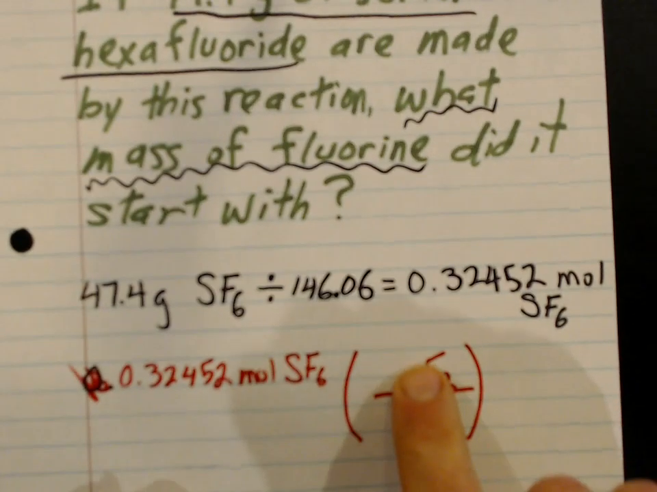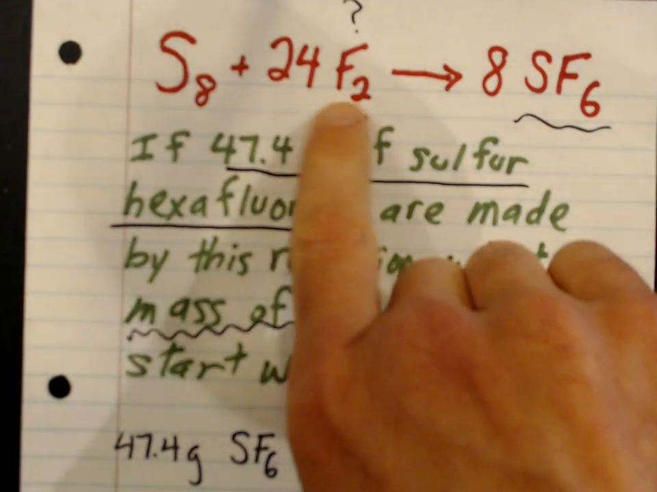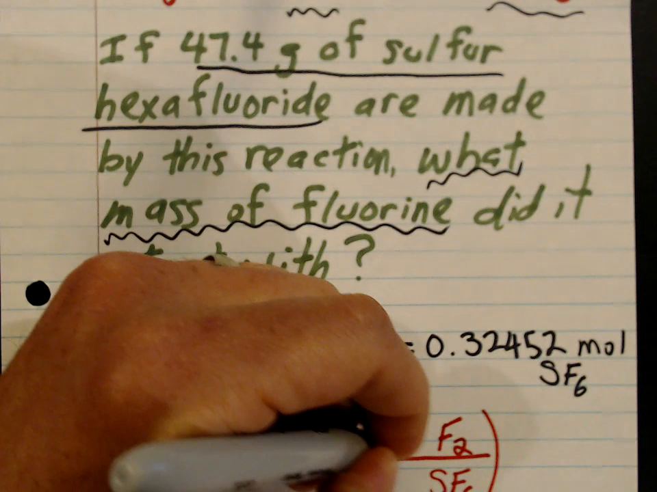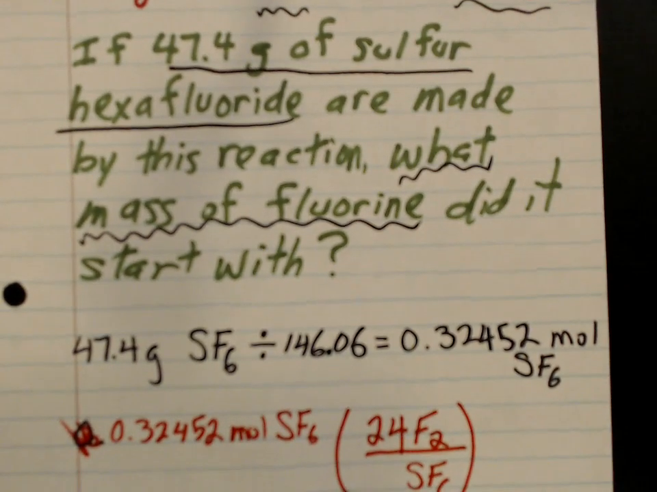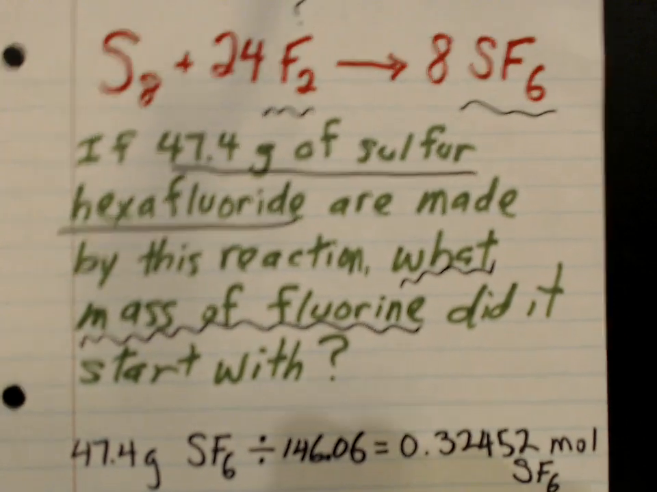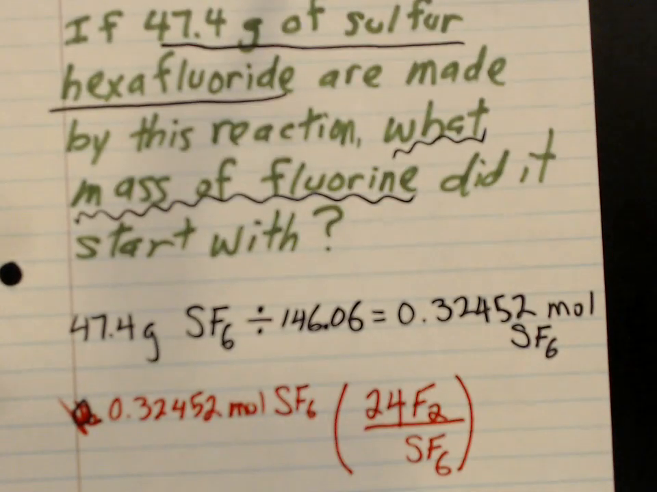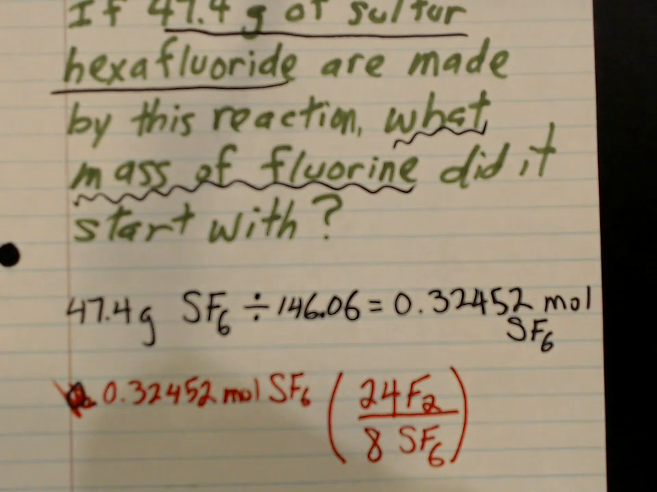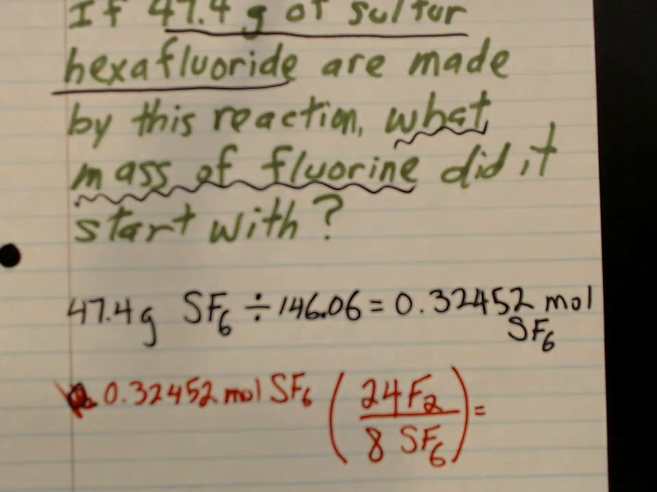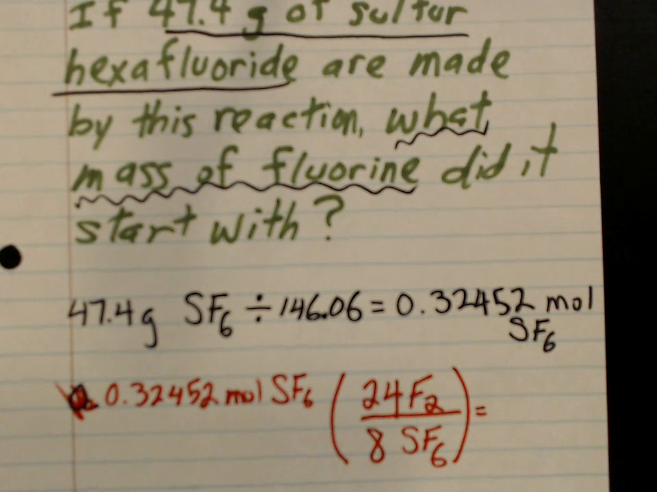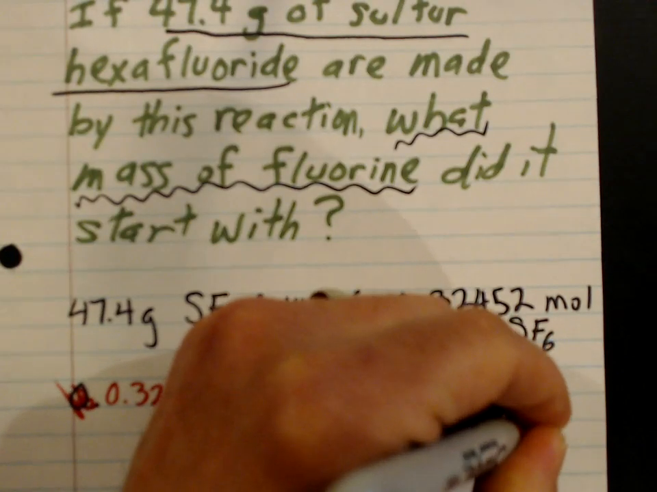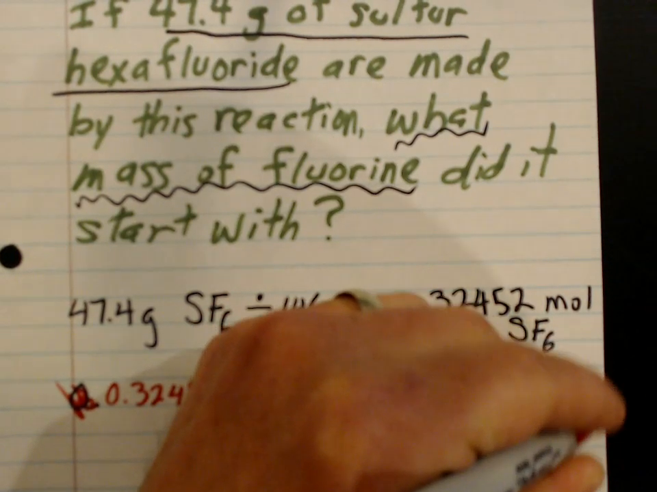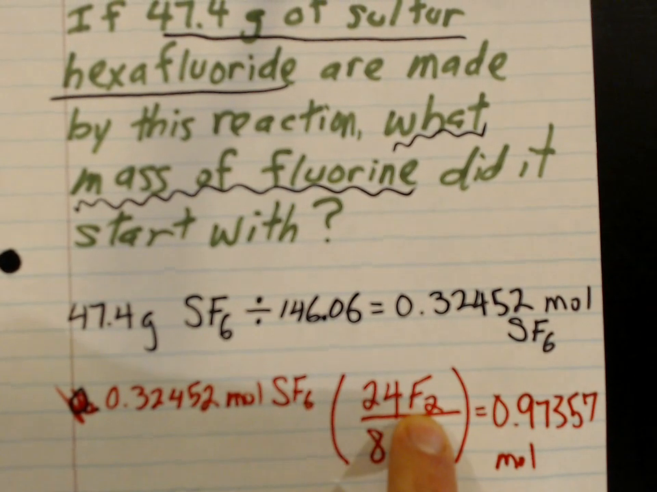Now let's give each of these formulas here their coefficients. F2's coefficient is a big whopping 24. I don't think I've used an equation with a coefficient bigger than 24 ever. Sulfur hexafluoride's coefficient is 8. Great. Now we can work this out. 0.32452 moles times 24 divided by 8 equals 0.97357 moles F2.